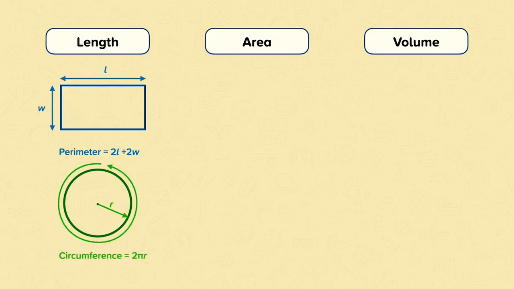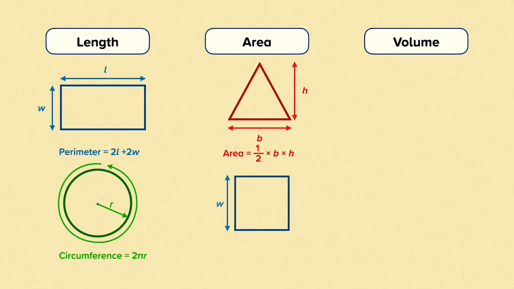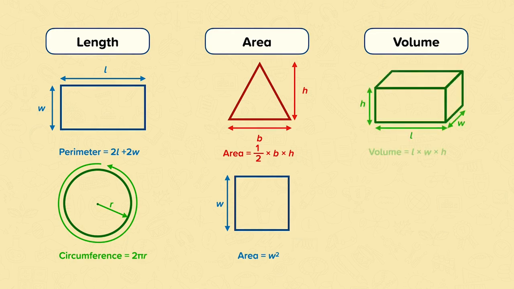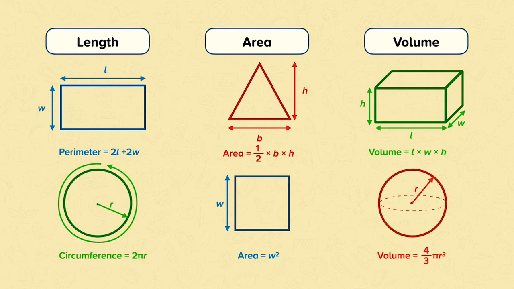For area, formulae you may know are for a triangle, where area equals half times base times height, or a square, where you can find the area by doing width squared. Volume of a cuboid is given by length times width times height, and volume of a sphere by 4/3 pi r cubed. Let's look at how we can determine the dimensions of these formulae.